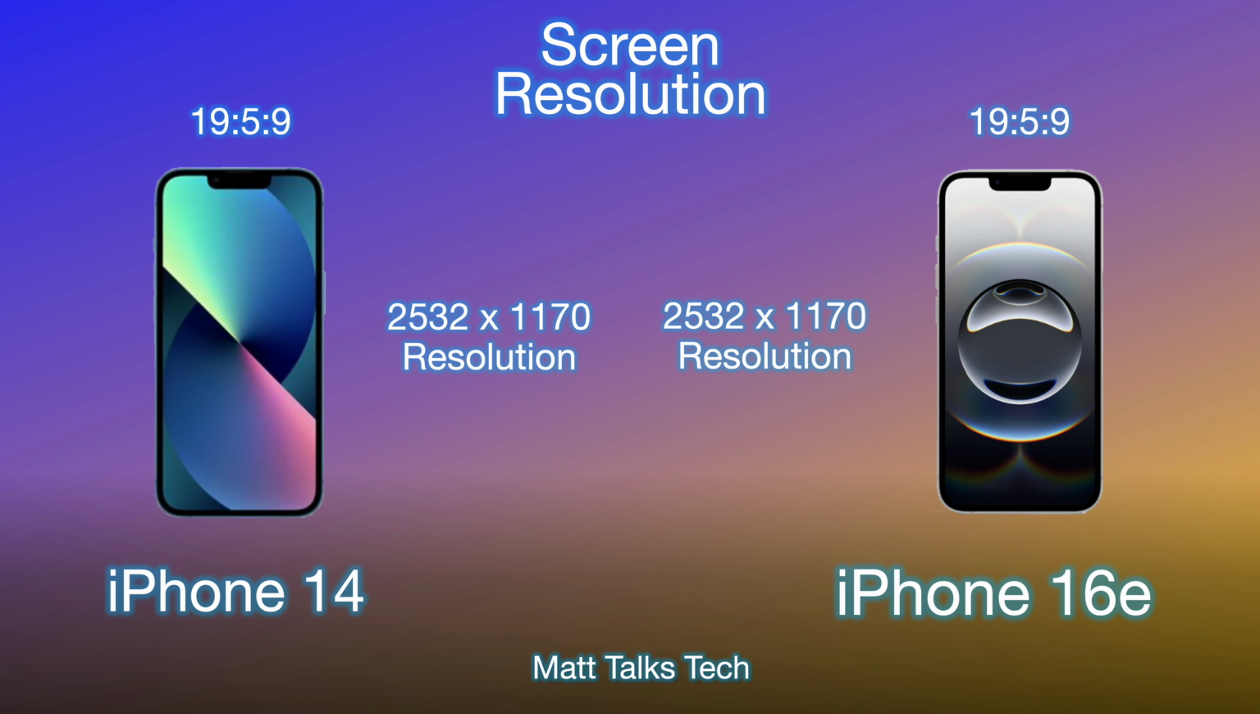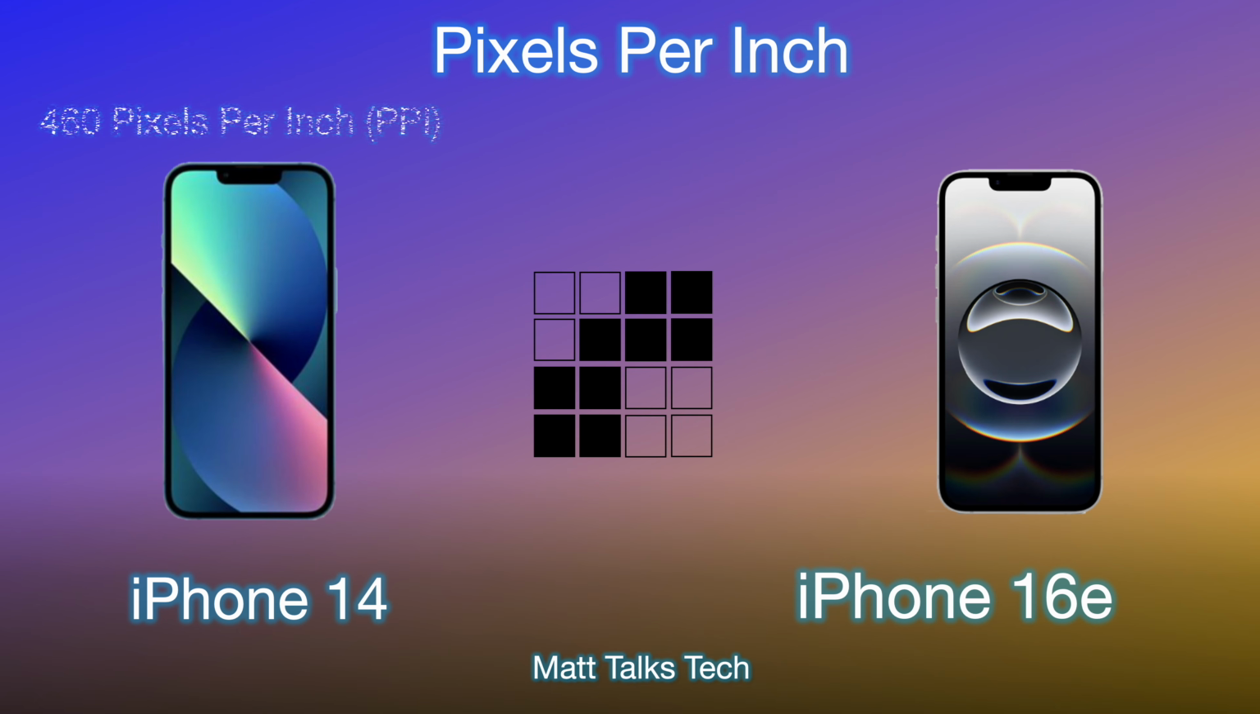So you're going to get a 2532 by 1170 on both of these, and also the aspect ratio is exactly the same at 19.5 by 9. So no differences here whatsoever. And what that means for the screen resolution is that for the pixels per inch, you're going to get 460 pixels per inch. And this is kind of Apple's bar now. Even the 16 Plus and the 16 Pro models, and the Pro Max, have 460 pixels per inch. So exactly the same here.